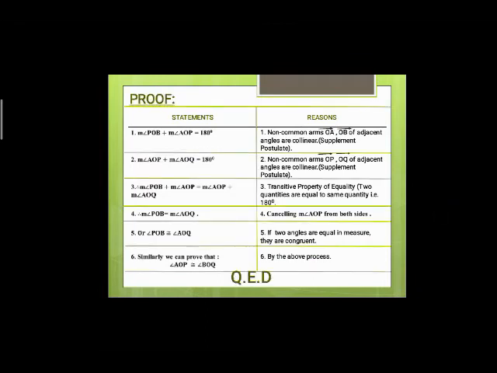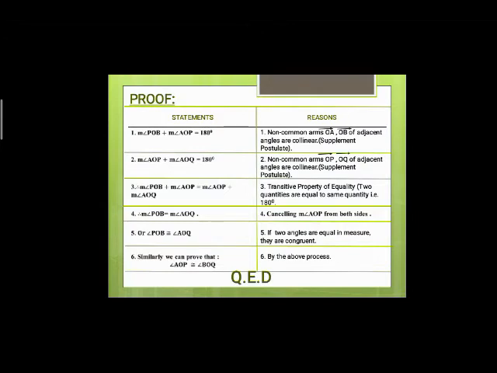Here we have a proof. We have some statements, and regarding these statements we have some reasons. So measure of angle POB plus measure of angle AOP is equal to 180 degrees. The reason why the sum of both angles is 180 is that the non-common arms OA and OB of adjacent angles are collinear, due to the supplement postulate that we already discussed in our previous class. What is the supplement postulate and how can you apply it on the sum of any two angles?